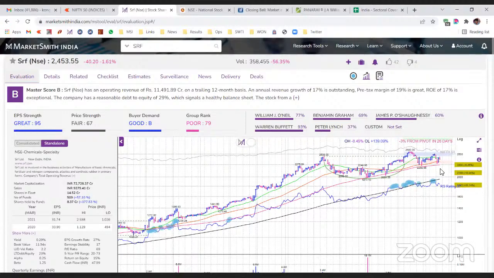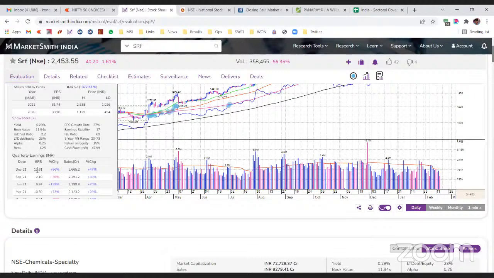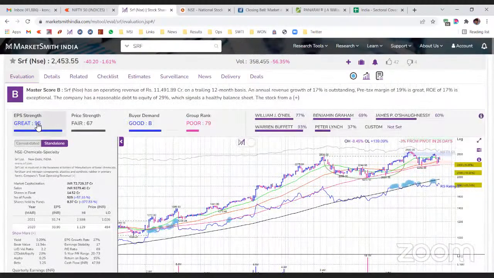Fundamentally, the story and the earning strength for the stock remain really conducive for the stock to rebound at the moment.